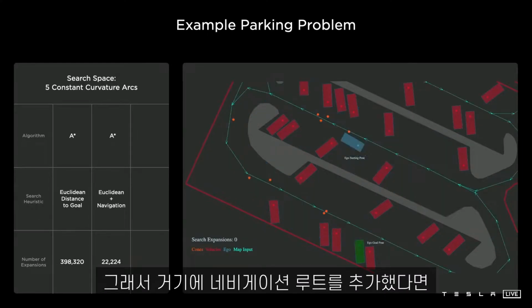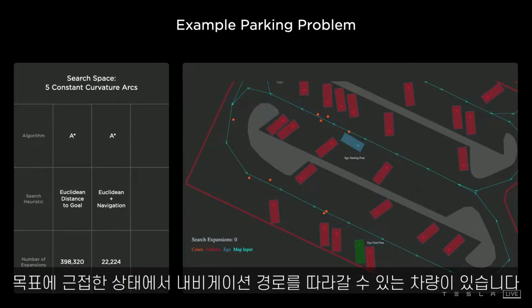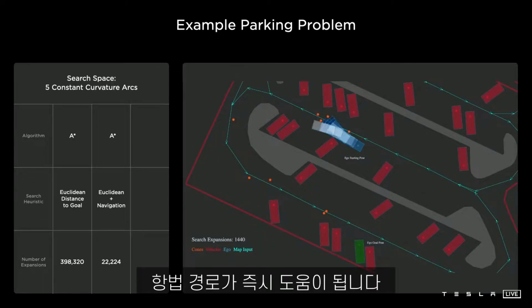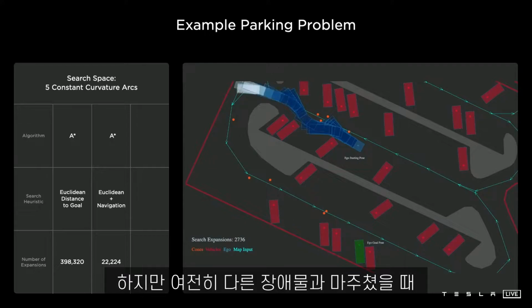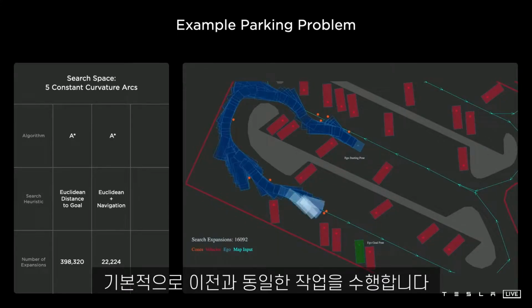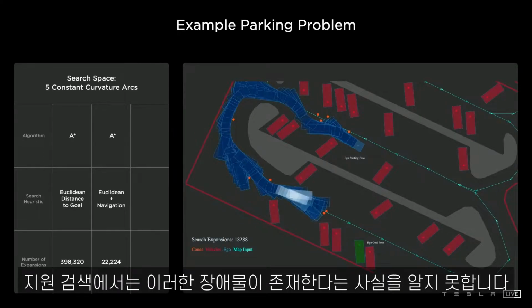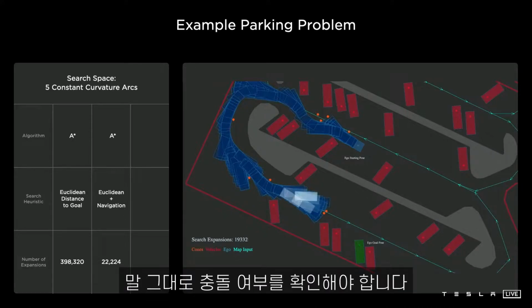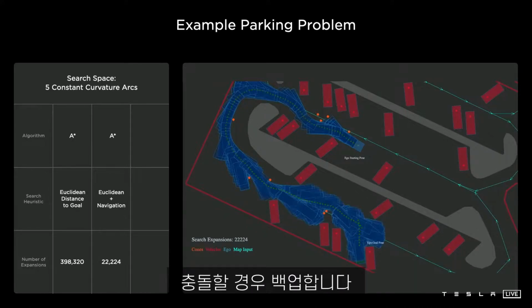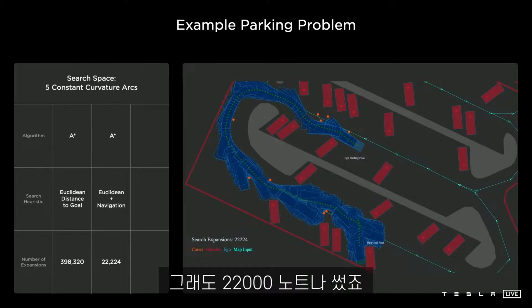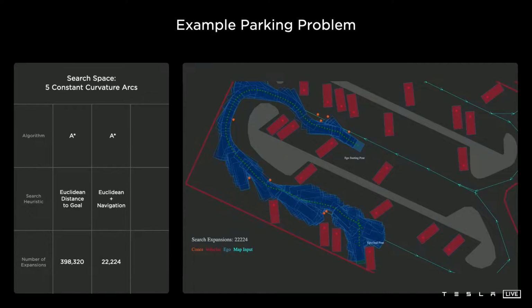So if you add a navigation route and have the car follow the navigation route while being close to the goal, this is what happens. The navigation route helps immediately, but still, when it encounters cones or other obstacles, it basically does the same thing as before, backtracks and then searches a whole new path. And this poor search has no idea that these obstacles exist. It literally has to go there, check if it's in collision, and if it's in collision, back up. The navigation heuristic helped, but this still took 22,000 nodes.